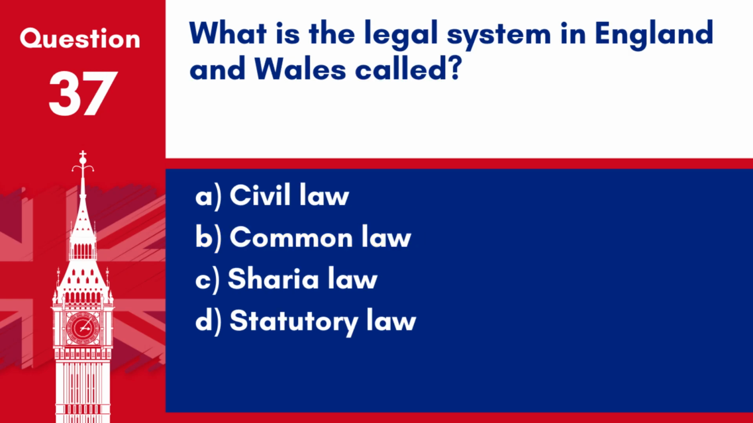Question 37. What is the legal system in England and Wales called? A. Civil law. B. Common law. C. Sharia law. D. Statutory law. Answer: B. Common law. The legal system in England and Wales is based on common law principles.